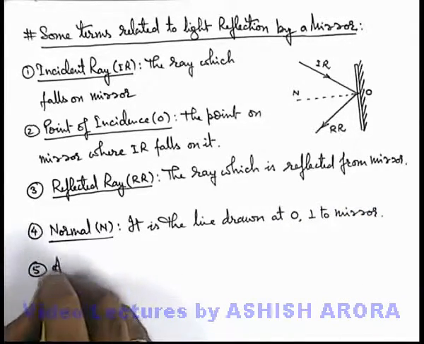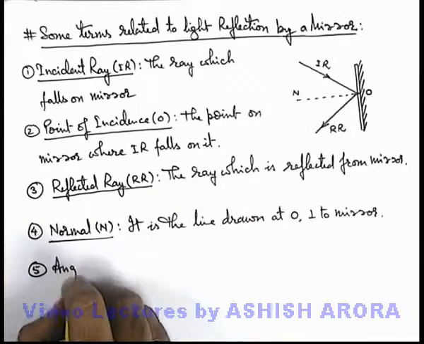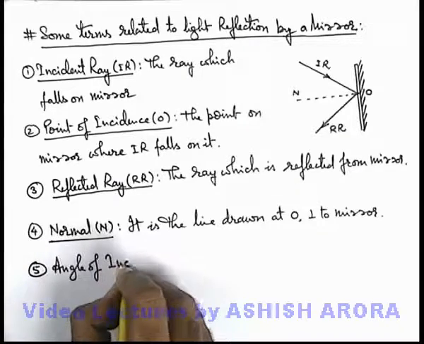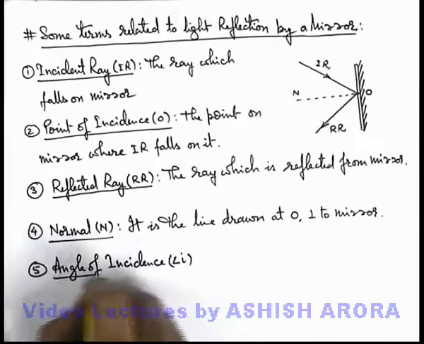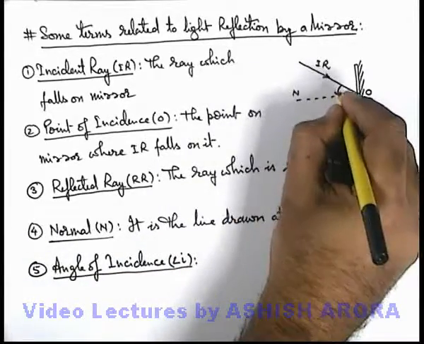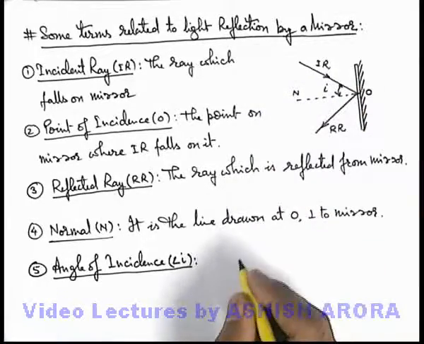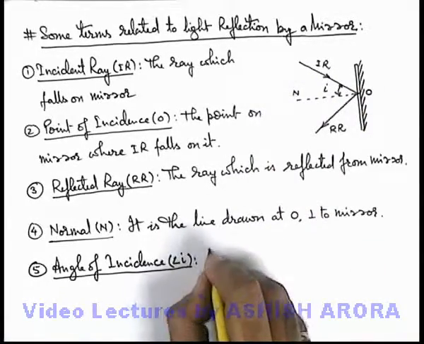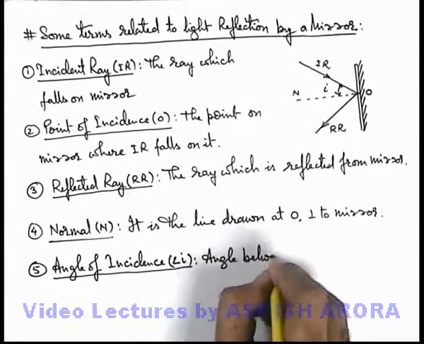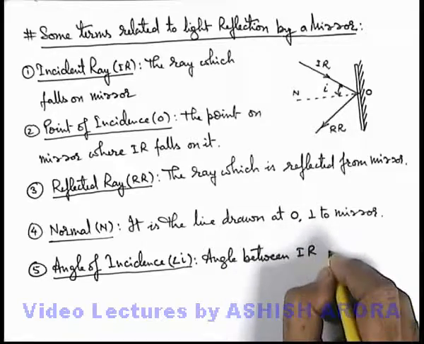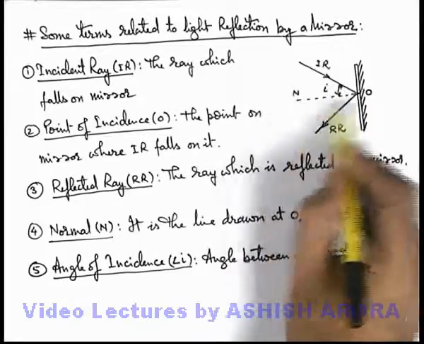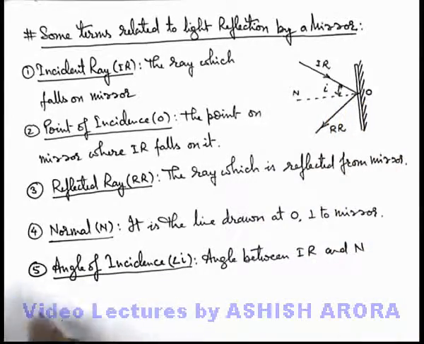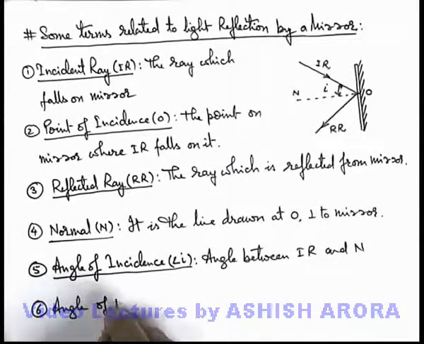Another important thing which I have not denoted till now is the angle of incidence, which is written as angle I. Here the angle I is the angle between the incident ray and the normal at the point of incidence, so we can directly write it as the angle between the incident ray and the normal at point O. So the angle between the incident ray and the normal to the mirror is defined as the angle of incidence, denoted by angle I.